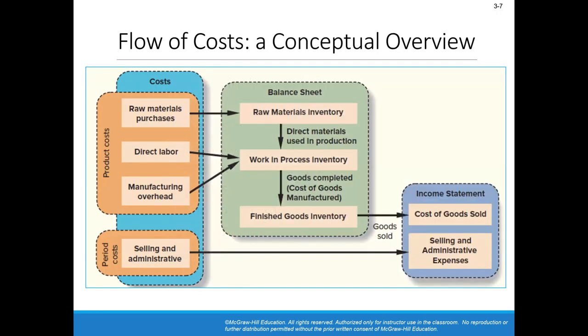All right, so here's the flow. So the first column shows our cost. So we have raw materials, direct labor, and manufacturing overhead. That's all of our product costs. It shows that it's sitting on the balance sheet. That whole green area is the balance sheet. So all of those things are being pulled in on the balance sheet.